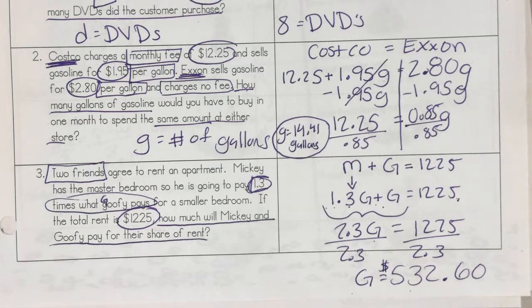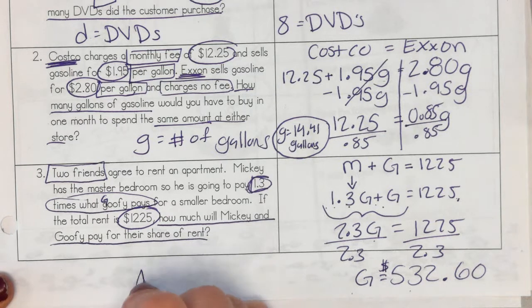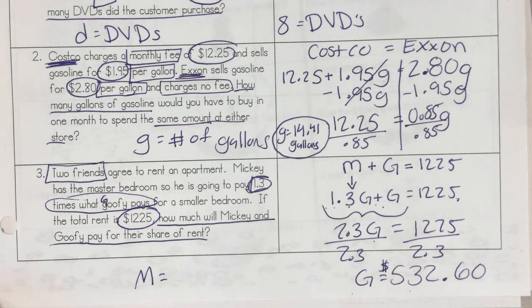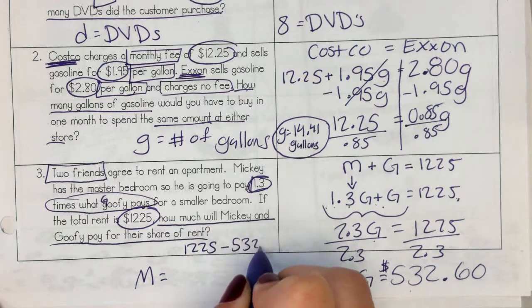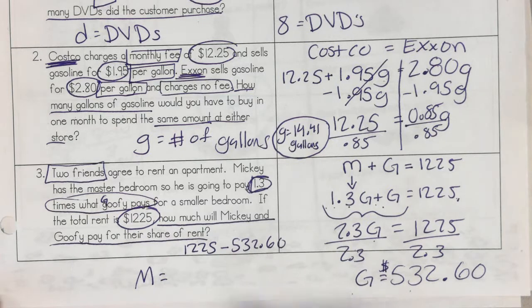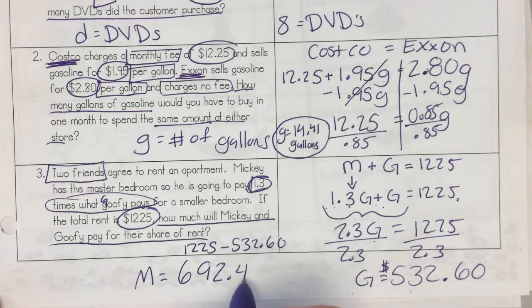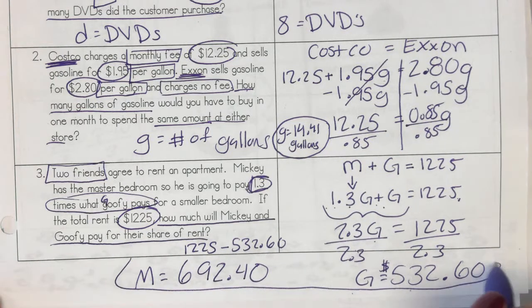If Goofy is paying 5.32, how am I going to find out what Mickey pays? Subtract. 12.25 minus 5.32. And how much does Mickey pay? 6.93. Okay? So this is your answer.